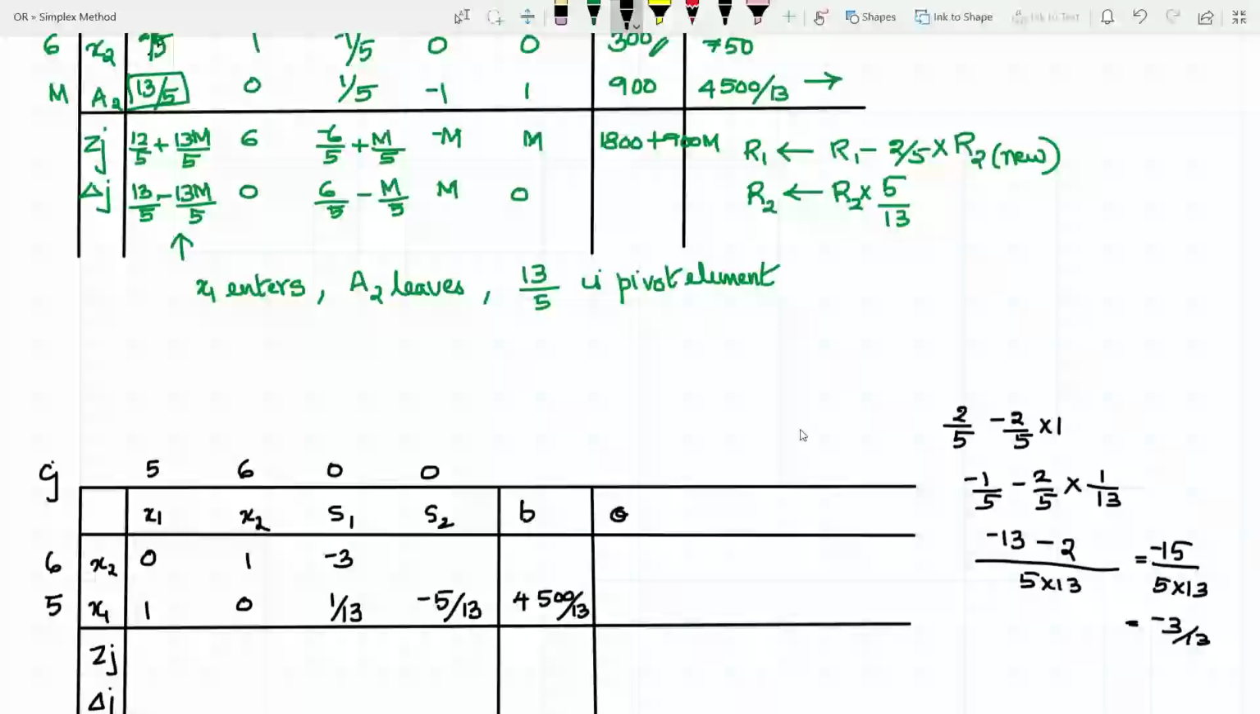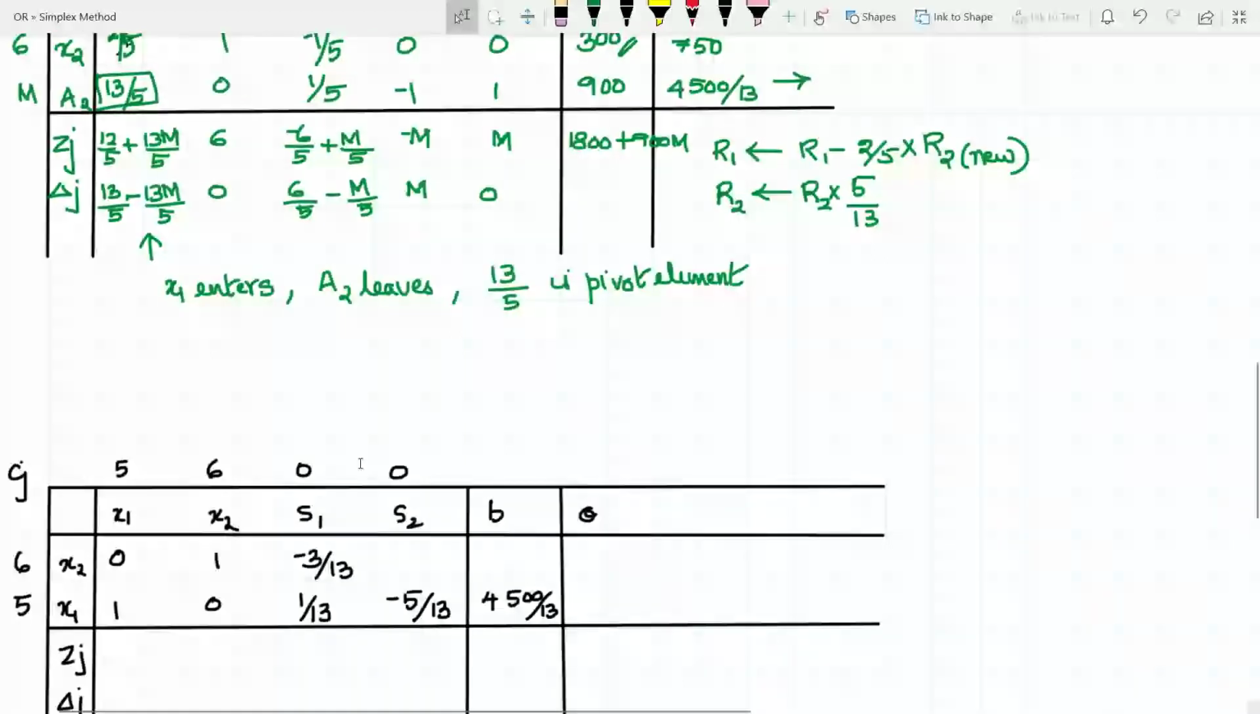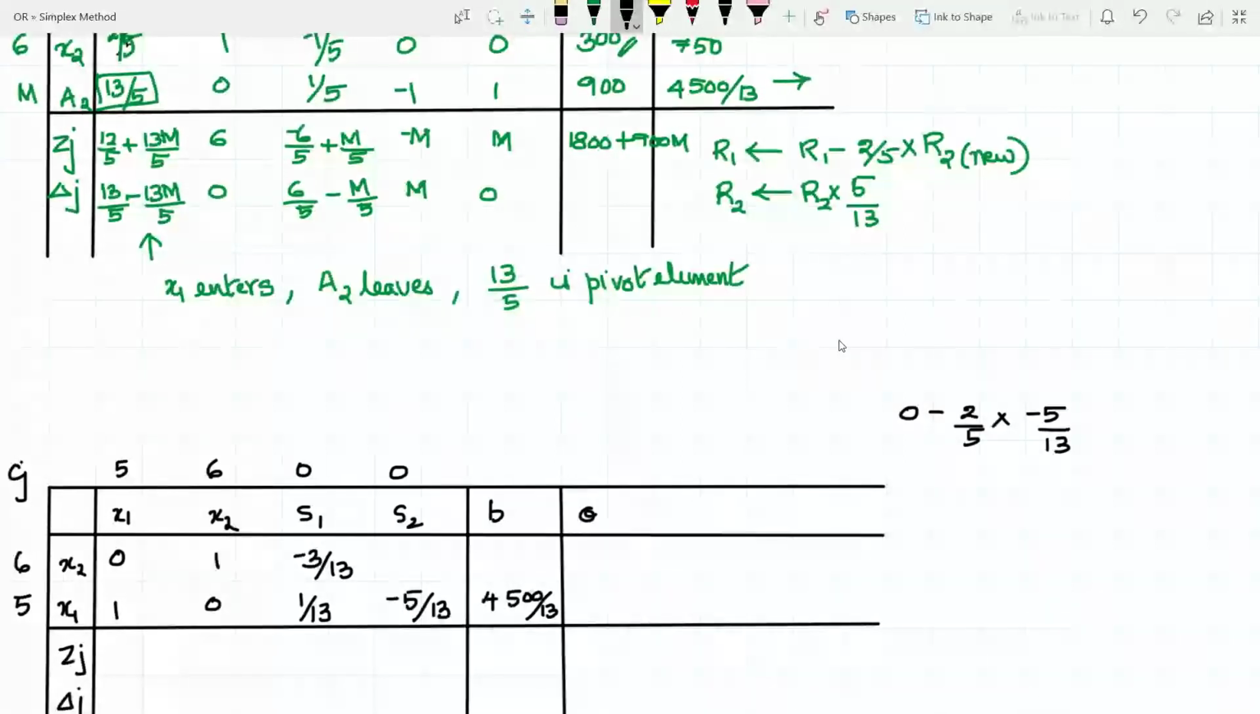Okay. Next is the last value of the table. The value of S2 is 0. So 0 minus of minus 2 by 5 into minus 5 by 13. The value of S2 is 0, right? Okay. So minus of minus is plus, so you get 2 by 13.